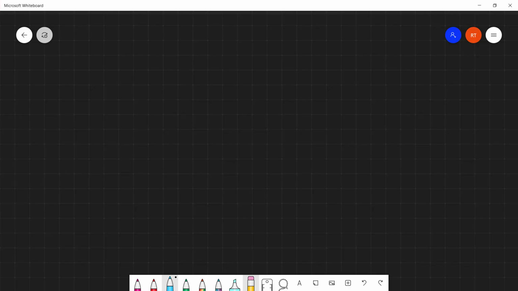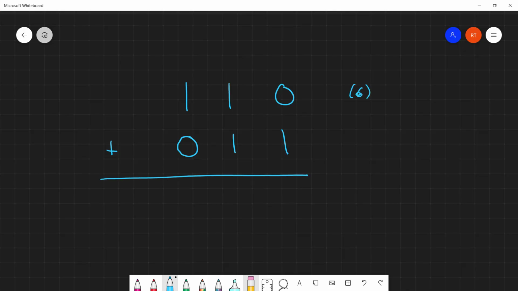Let's look at 110 plus 11. In decimal, this is 6 plus 3, so the answer should be 9. But we want to do this entirely in binary without changing the representation to decimal, because computers wouldn't make that change. Just like in base 10, line these up vertically like so.